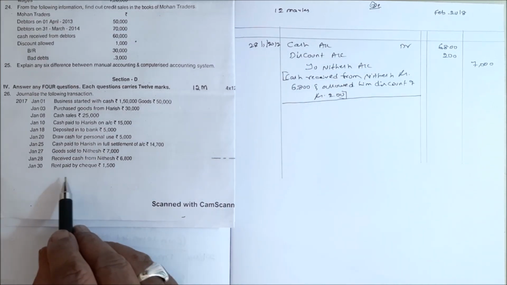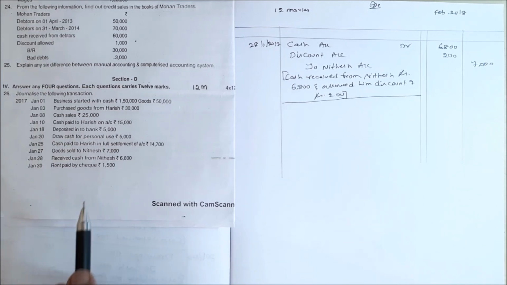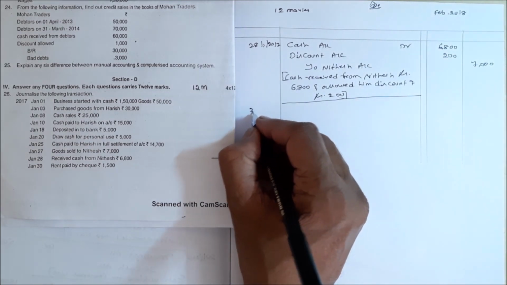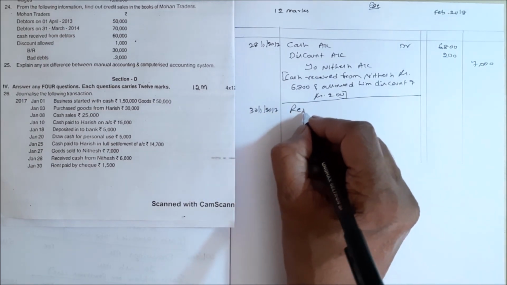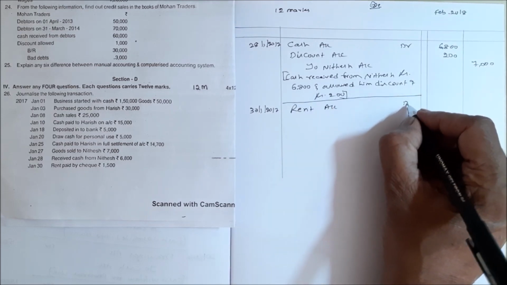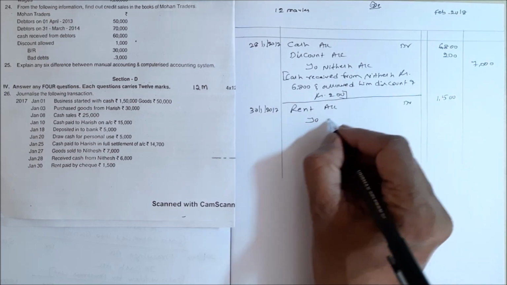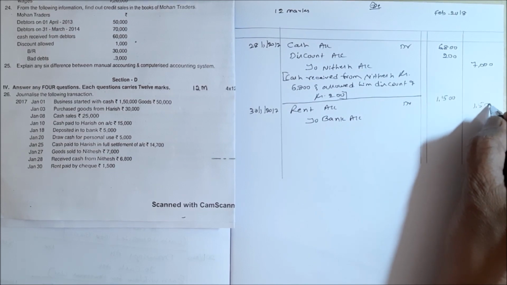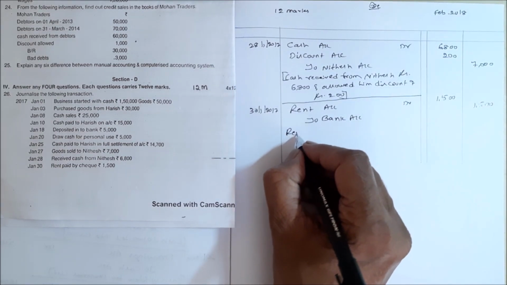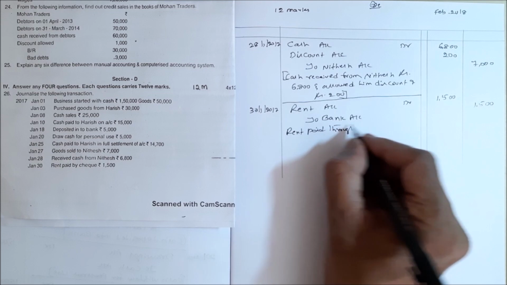So next, rent paid by check. Paid by check means the amount will not be deducted from the cash box, it will be deducted from the bank account. So 30/1/2017, rent account debtor 1,500 to bank account 1,500. Rent paid through check.